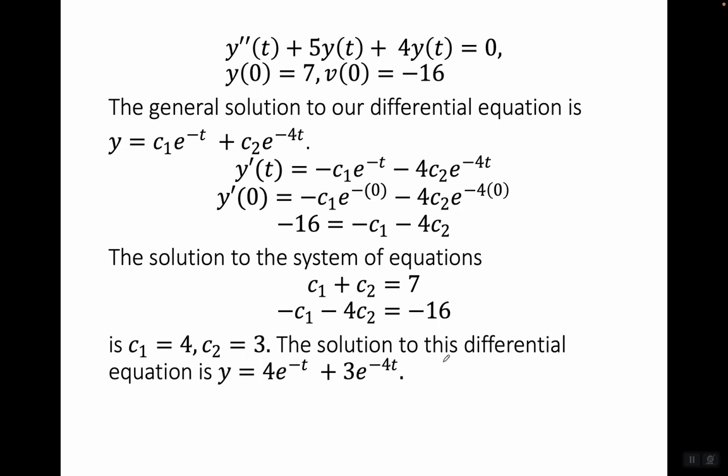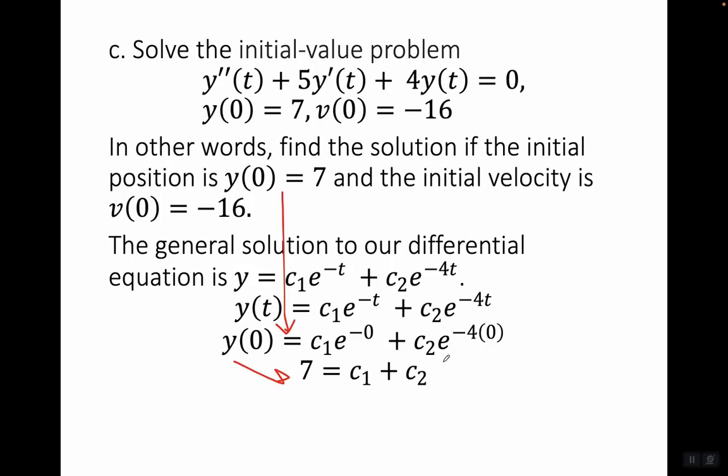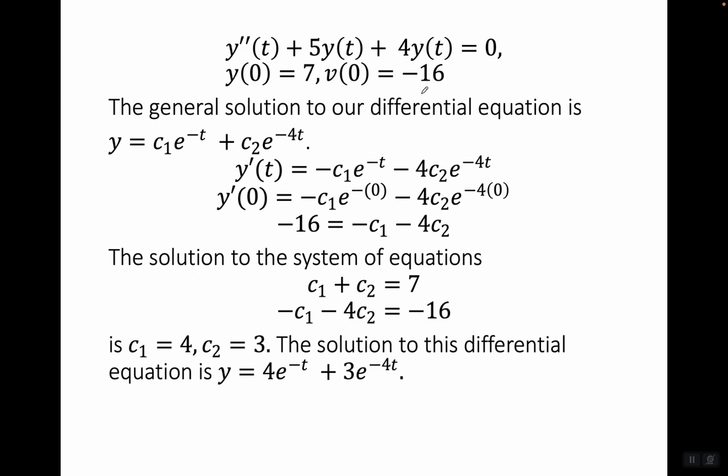Okay, so we know we have this equation, 7 equals c1 plus c2. Now, let's use the fact that v of 0 equals negative 16. What does that lead to? So let's see. We have our general solution, which looks like this. We need to look at v of 0, in other words, y prime of 0. So let's take the derivative.